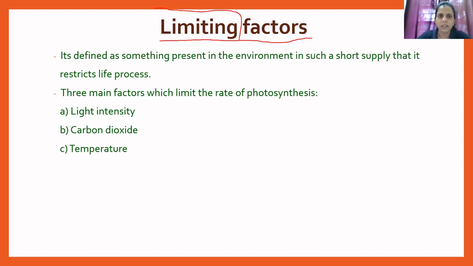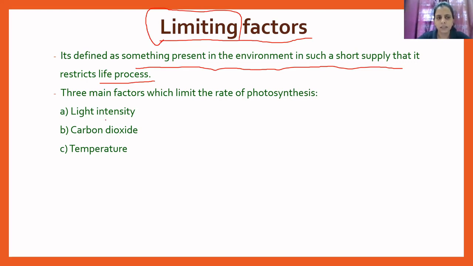describes it, limiting. Limiting means any factor which is actually restricting a particular process. So a limiting factor is defined as something present in the environment in such a short supply that it restricts the life process. And for the process of photosynthesis, there are three limiting factors: light intensity, carbon dioxide concentration, and temperature. In this video, further, one by one, we are going to discuss these three limiting factors.